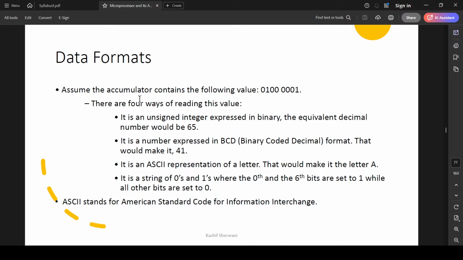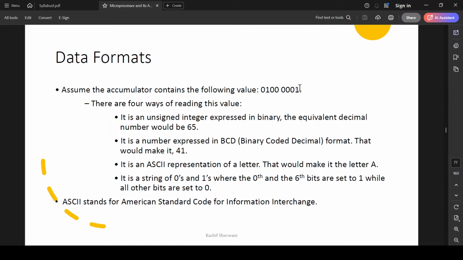Assume the accumulator contains the following value: 0100 0001. There are 4 ways of reading this value. It is an unsigned integer. So this means just treat it as an integer. The equivalent is 65. If it is a number expressed in BCD, it will become 41.